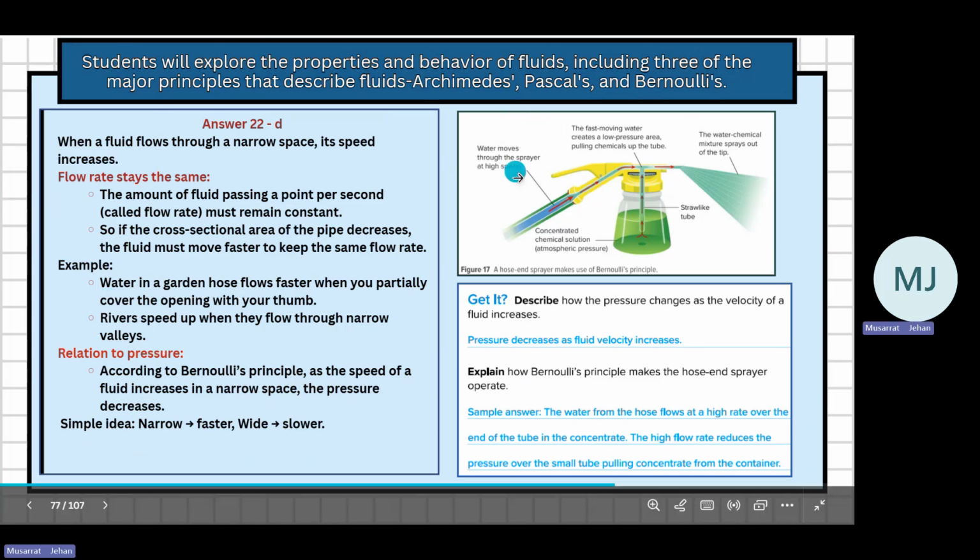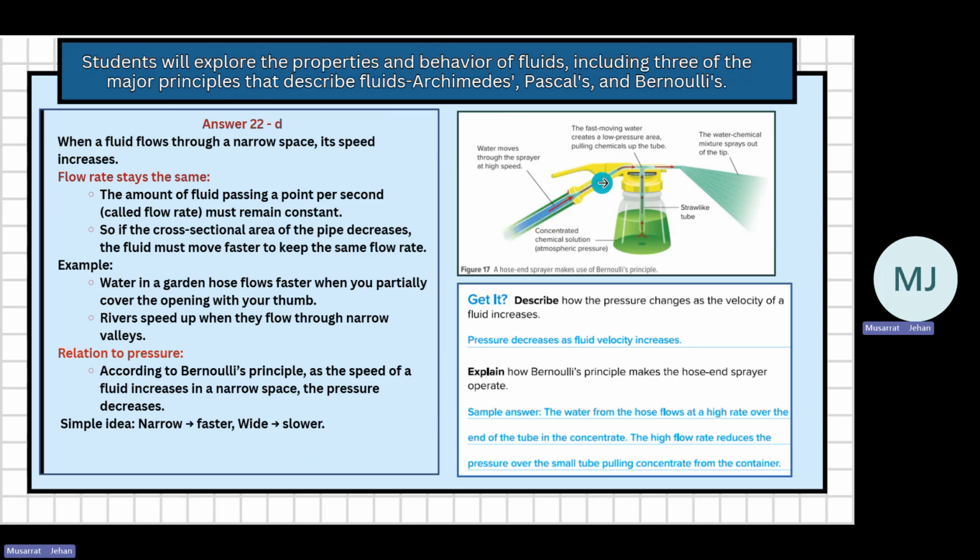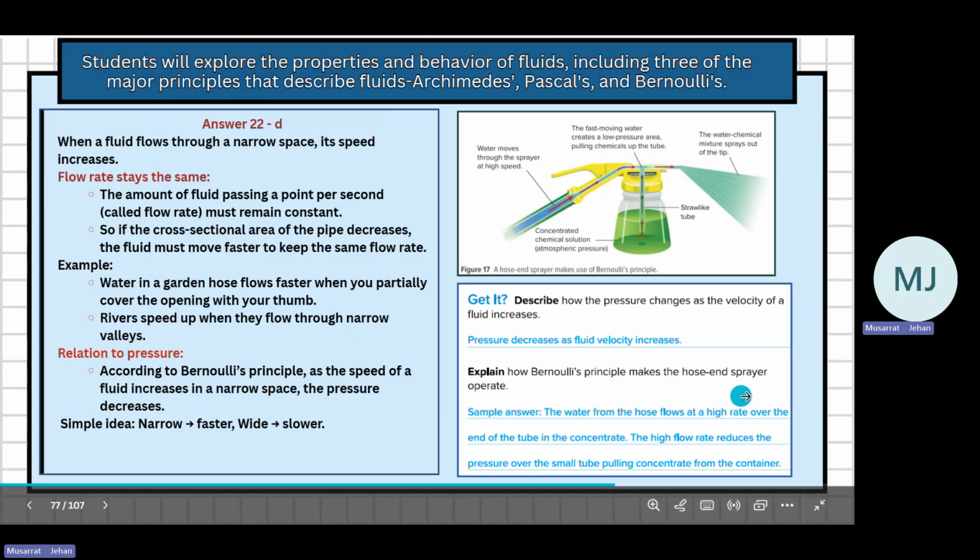Here, this is the hose and sprayer. Here, see, the speed is more. And when speed is more, sorry, pressure is less. And when pressure is less here and pressure is more there, because there is air here, the liquid moves from high pressure to low pressure. It creates a low pressure and the chemicals move up and they get mixed with water and they spray out of the tip. Describe how the pressure changes as the velocity of a fluid increases. Velocity increases, pressure decreases. That is how Bernoulli's principle makes the hose work.